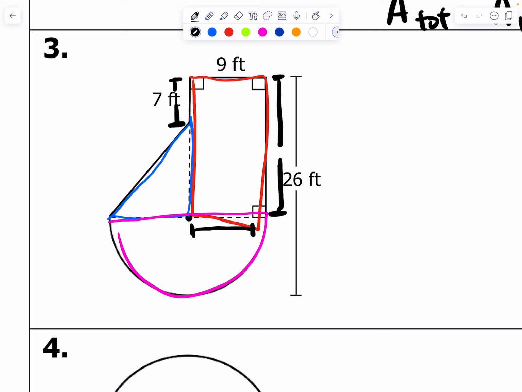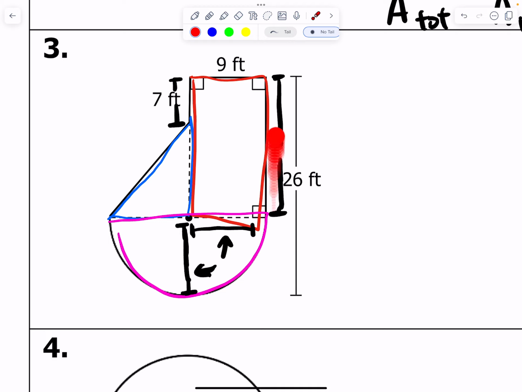That one's a little hard to see. I would also ask you to find this length, which is another radius. So whatever this radius is, this is the same radius. And then use your knowledge to find the final piece right here.